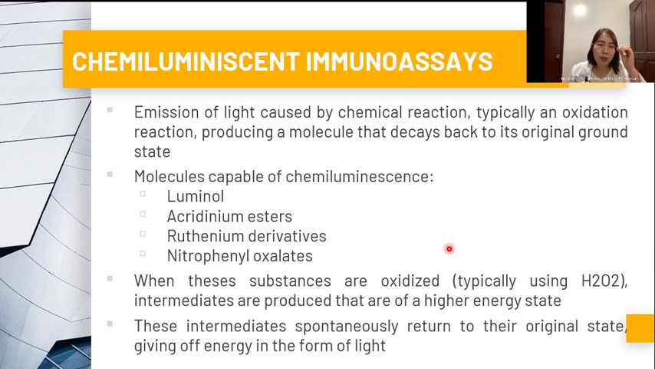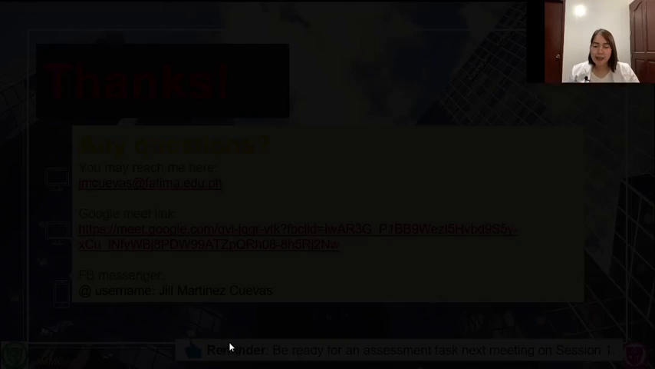So light emissions range from a rapid flash of light to a more continuous glow that can last for hours. Your acridinium esters, for example, emit a quick burst or flash of light, while the light remains for a longer time with your luminol and dioxetane derivatives. Okay, so that is for chemiluminescence.